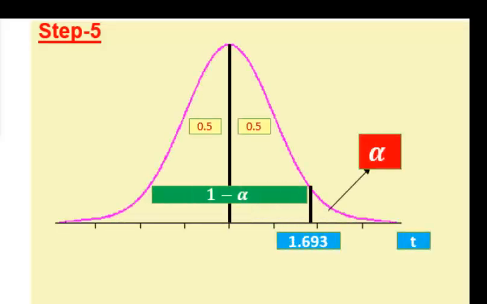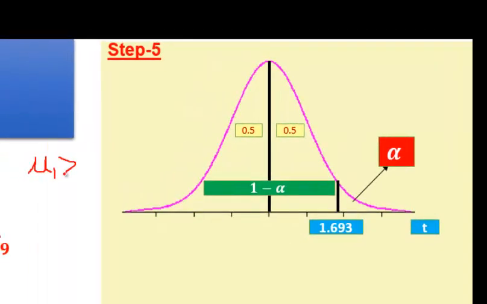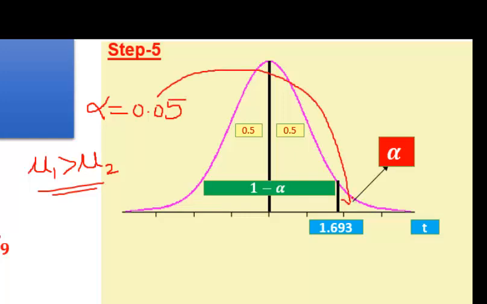The most important concept in testing of hypothesis: it is the right tail test. Why is it a right tail test? You see, in the alternate hypothesis, we have written mu1 is greater than mu2. So this greater sign is indicating that the test is a right tail test, right? So right tail test means if your alpha is 5%, all your alpha will go to the right tail right here.